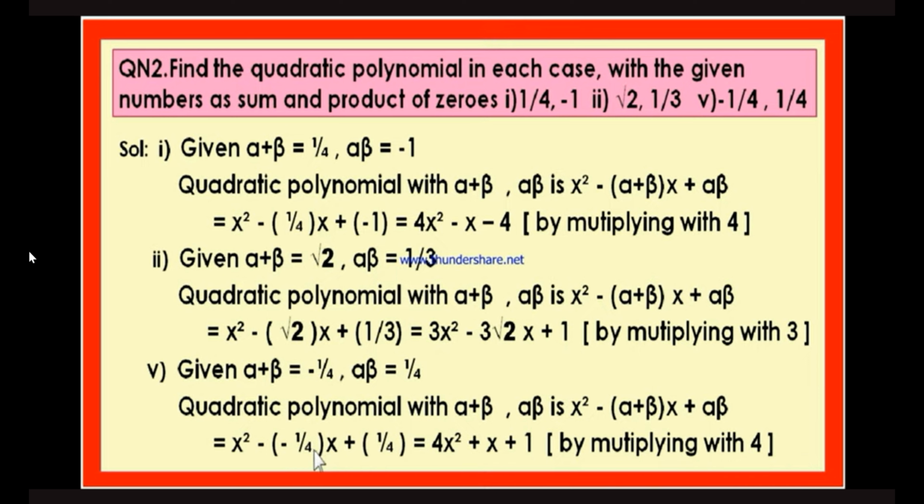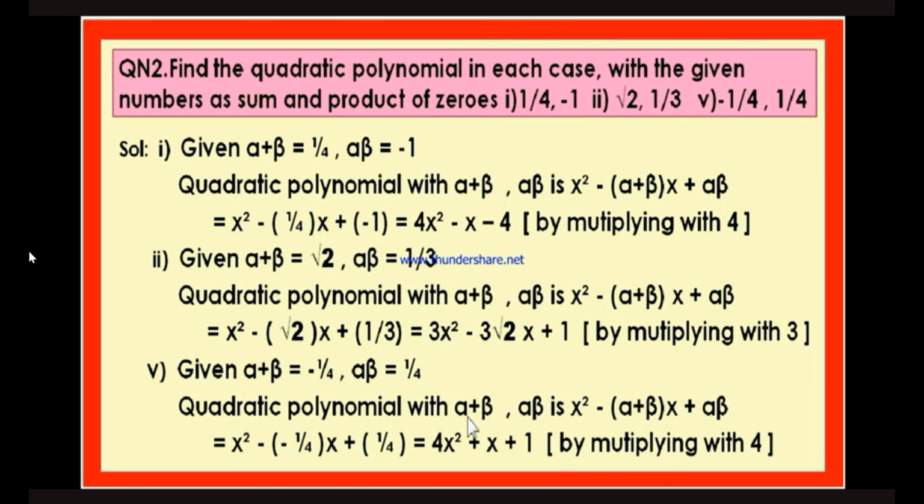Here 4 is the denominator, and in this term also you can find 4 as denominator. Therefore, let us multiply all these 3 terms with 4. By multiplying with 4, 4 into x squared is 4x squared, minus of minus is plus, and this 4 cancels, so you get x, and 4 into 1 by 4 is 1. So 4x squared plus x plus 1 is the quadratic polynomial in which the sum of the zeros is minus 1 by 4 and the product of the zeros is plus 1 by 4.